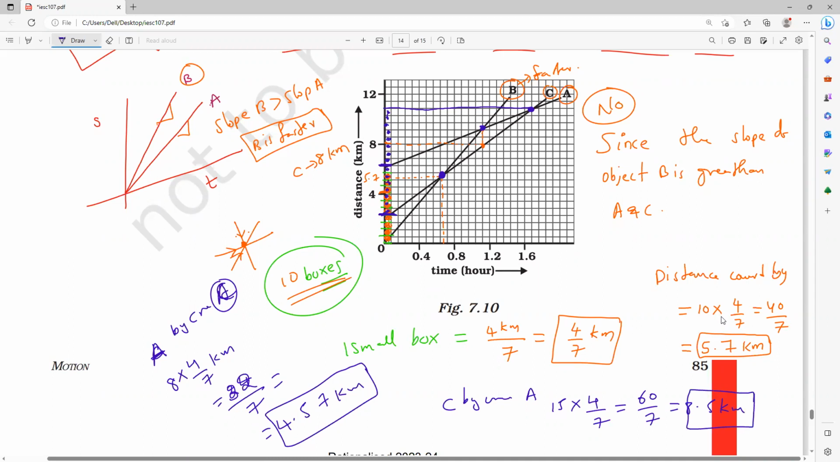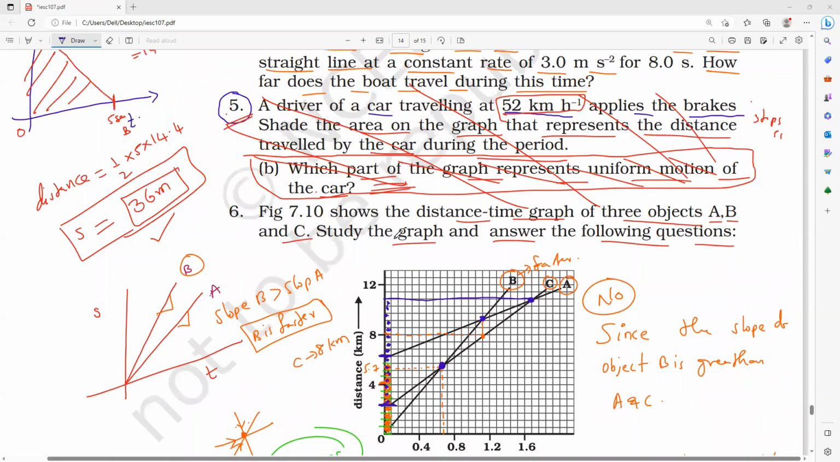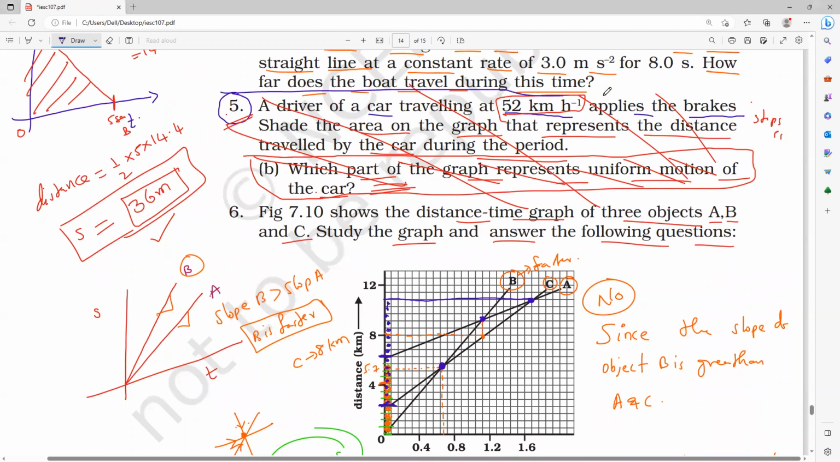Understood? How to find everything? Not only what they have given in the book, you have to be able to understand everything. Shailesh, Lingesh, Kishore, Purima, how to find this, graph-based questions are very, very important. So this is question number 6. So question number 5, Mari, send the screenshot in the group.